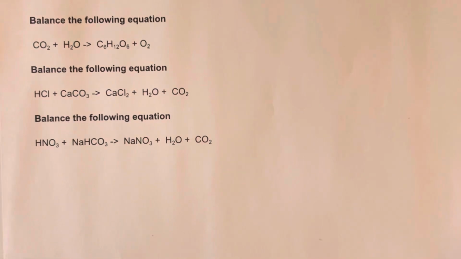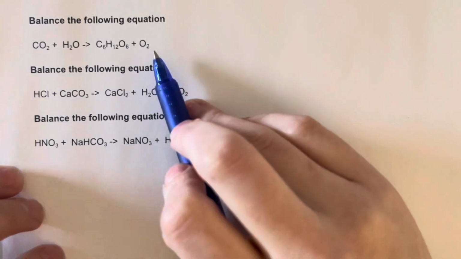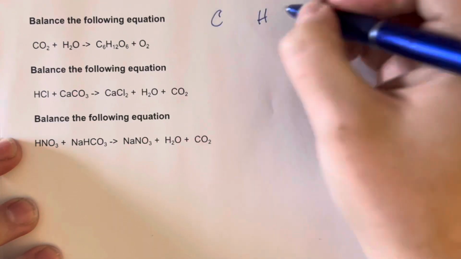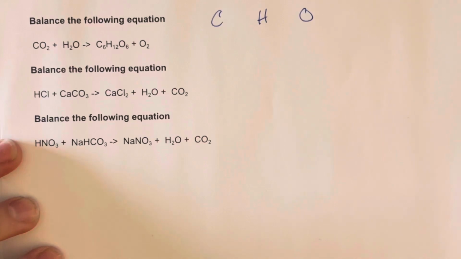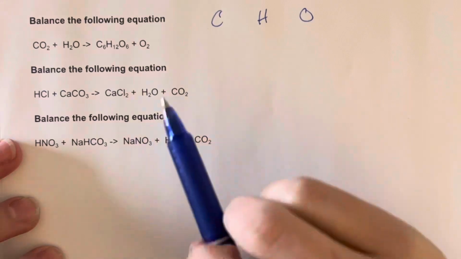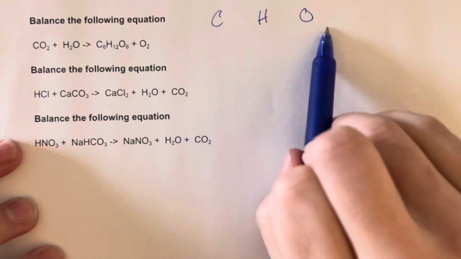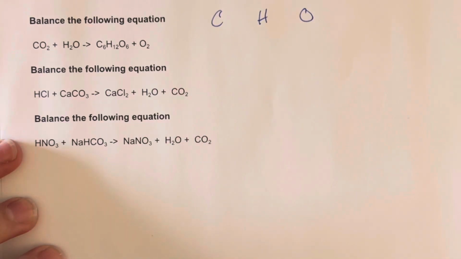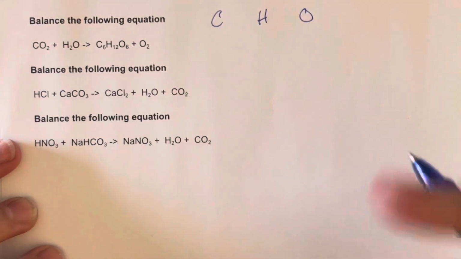Balance the following equation. We have carbon dioxide and water coming together to form glucose and oxygen. This is photosynthesis. Okay, I'm going to go ahead and identify all of the elements that are present within this reaction. That is going to be carbon, hydrogen, and oxygen. As a general note, anytime that you see CHO, you should be concerned. This type of problem should take a little bit longer, so just kind of buckle up and be ready to try lots of things and try not to let yourself get too frustrated.